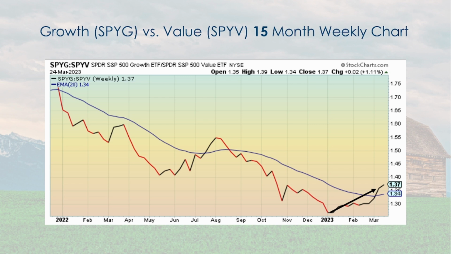But since the end of last year, or beginning of this year, 2023, I put a black arrow to show the upward trajectory for the past few months of growth. Growth is starting to outperform value, and that was not the case during most of 2022.